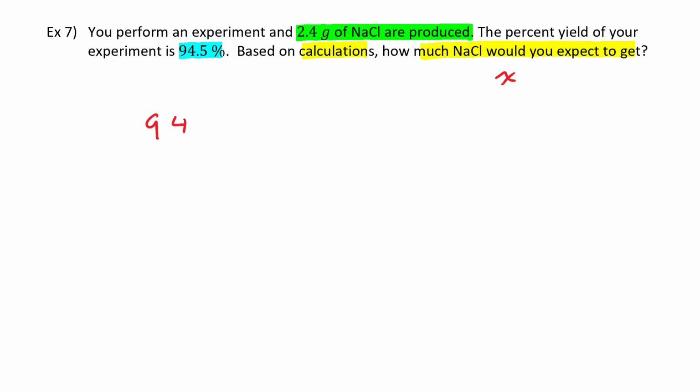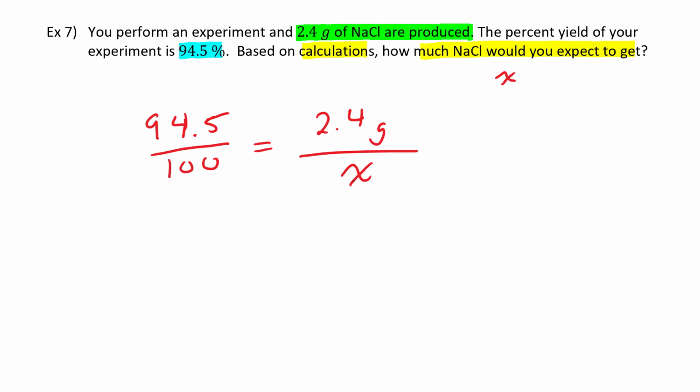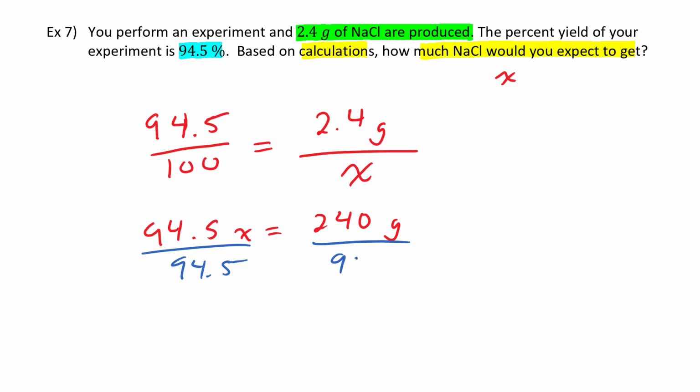So 94.5%, 94.5 per 100 is equal to actual. When I did the experiment, I got 24.6 grams. I want to know theoretical. Cross multiply. And divide both sides by the coefficient in front of x to get that on its own. Those cancel out. Notice I'll be left with grams as my final answer.